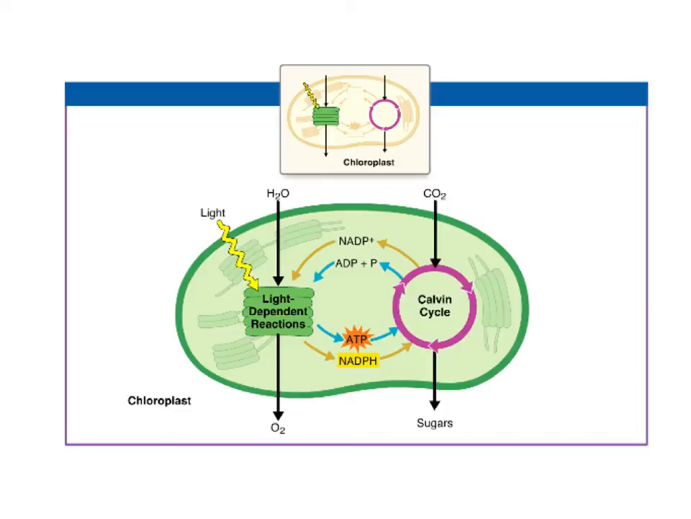Okay, and we see that light and water go into the light-dependent reaction, and we see that oxygen is going to come out of the light-dependent reaction. We also see that CO2 goes into the Calvin cycle, and sugars come out.